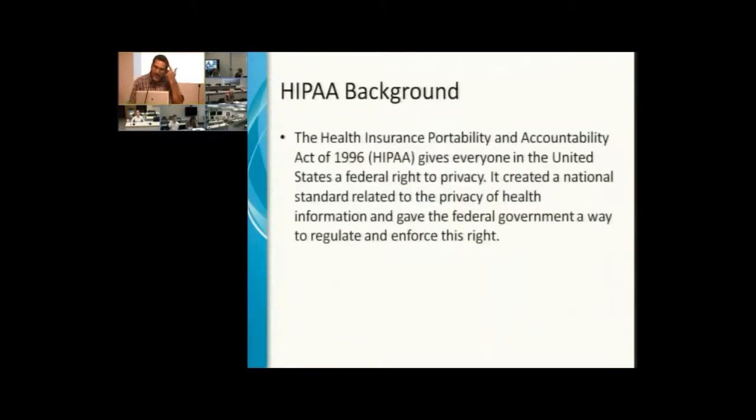So in 1996, the Health Insurance Portability and Accountability Act came out, and it gave everyone a federal right to privacy. For those of you who may know, there was no right to privacy on any information prior to 1974. In 1974, they came up with the original Privacy Act, which was your Social Security number and that type of information, so you had a right to privacy. This 1996 Act basically brought that to health information. It also created a standard and gave enforcement rights.